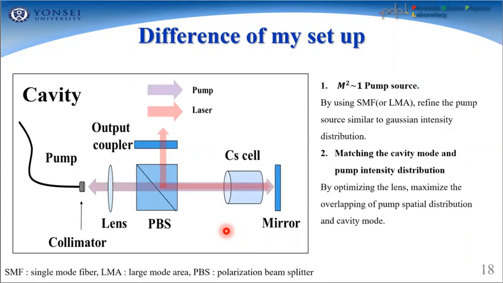For my research, I will use fiber to deliver the pump beam power. By passing through a single mode or large mode area single mode fiber, only the Gaussian beam survives. As a result, we could obtain a Gaussian pump beam intensity distribution, which is the same intensity distribution as the eigenmode inside the cavity. Second, I will match the pump beam size and cavity eigenmode size.